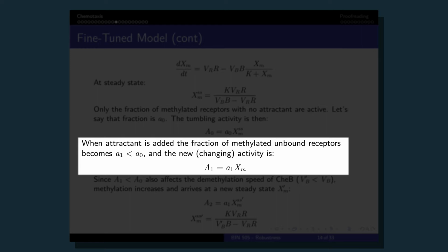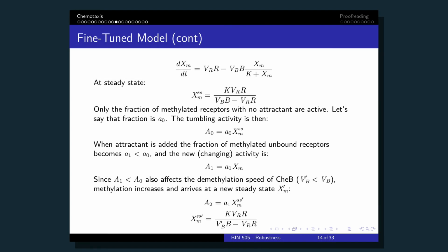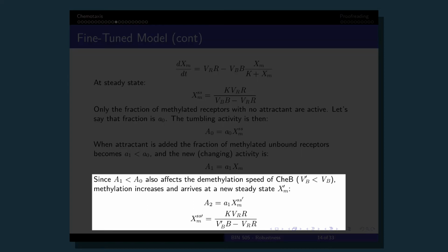In time, as XM reaches its new steady state, hopefully you'll get the original tumbling activity back, if the adaptation is exact. And the way we can calculate this new steady state, XM steady state prime, so to speak, is by calculating a new rate of demethylation for CheB.